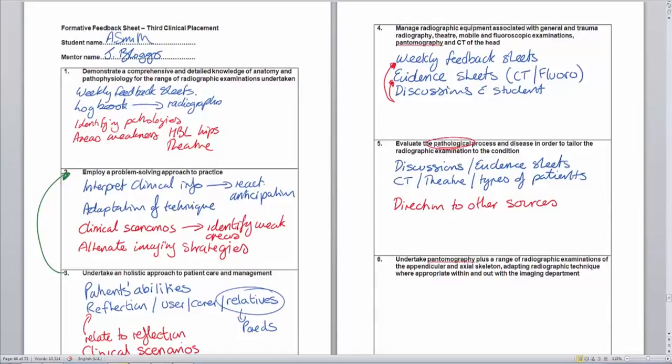You might also want to think about if they are struggling in this area, and actually even if they're not, it's quite a nice experience for the students to sit in with reporting radiographers, or if you have an amenable radiologist, also with the radiologists.